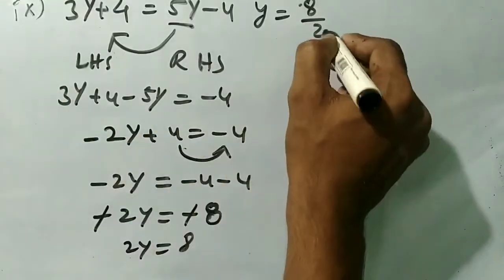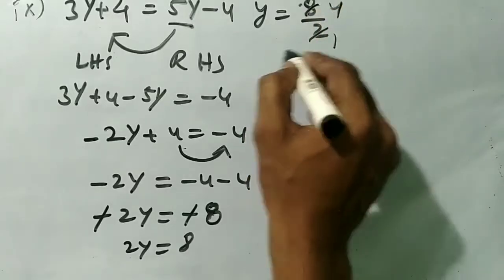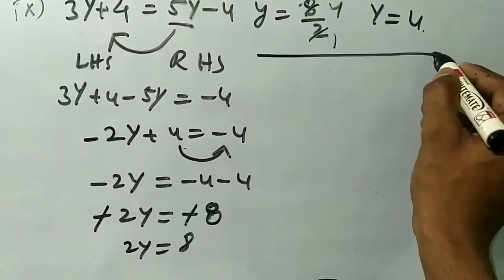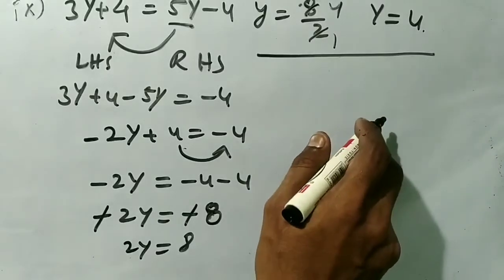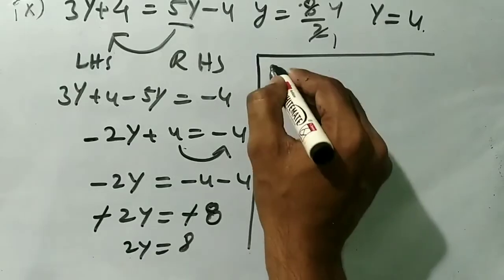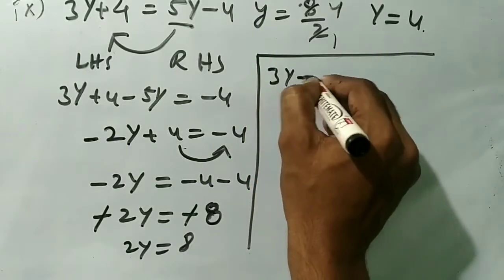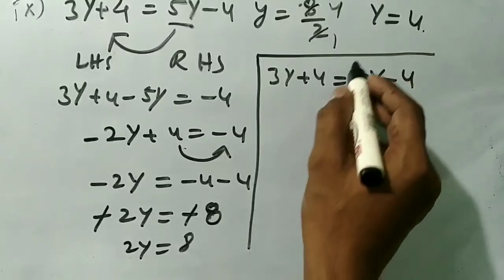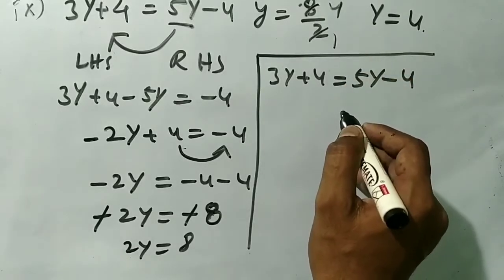Similarly, 2 1s are 2, 2 4s are 8, we got y is equal to 4 as the answer, and we have to check whether the result y is equal to 4 is correct or not. So the checking process. Write down the question: 3y plus 4 is equal to 5y minus 4. We have to substitute the value 4 where the y is.